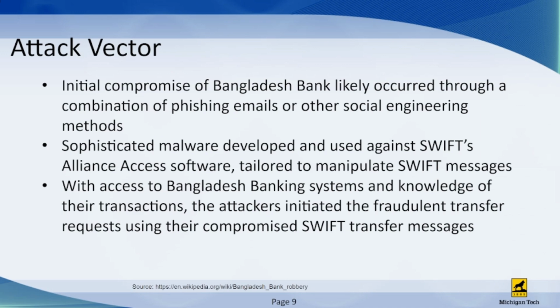So, the attack vector. For the initial compromise, the attackers were likely using phishing emails and some social engineering to access the systems. Sophisticated malware was deployed to manipulate Swift's Alliance Access software. And then the fraudulent transfers were initiated by the compromised Swift messaging system.